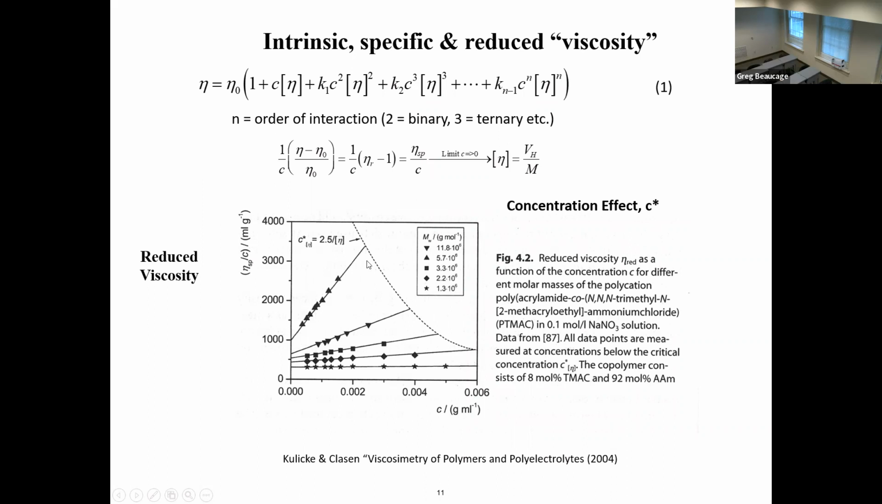You have the linear behavior, the Einstein behavior, and then the deviation when you get to entanglements. In this paper, they calculate C star as 2.5 over the intrinsic. They call it C star, but this would be 2.5 times C star, at the actual C star. And then they get this line, and they say that's where it would deviate. And they show it's linear below that for whatever this stuff is.